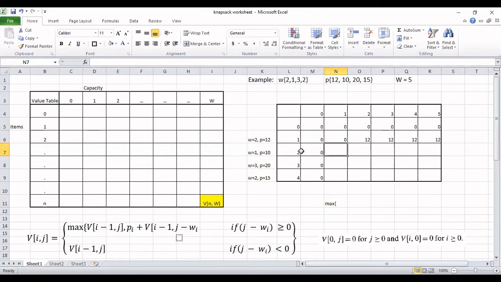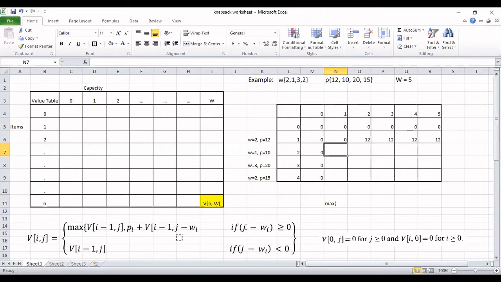This is nothing but V of 2 comma 1. So 2 comma 1 is item 2 we are now considering, with the capacity of 1. Can we accommodate item 2 in capacity 1? Yes, sir.